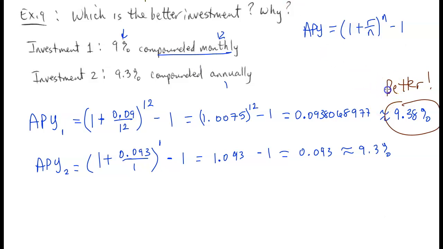And so what this teaches us is that, again, we have to not only pay attention to whatever the interest rate is, we have to pay attention to how often it's being compounded. Because we see that investment 1 had a lower interest rate, but it was compounded 11 times more per year than the investment with the higher interest rate. And because of that, the one with the lower interest rate actually ended up being better.